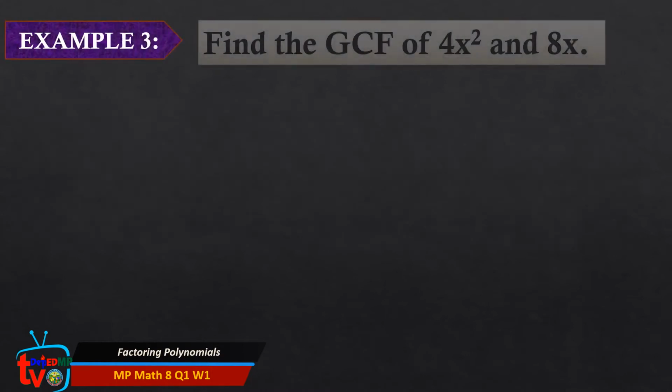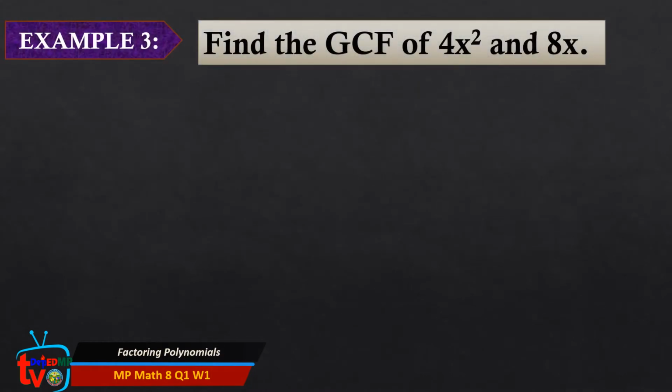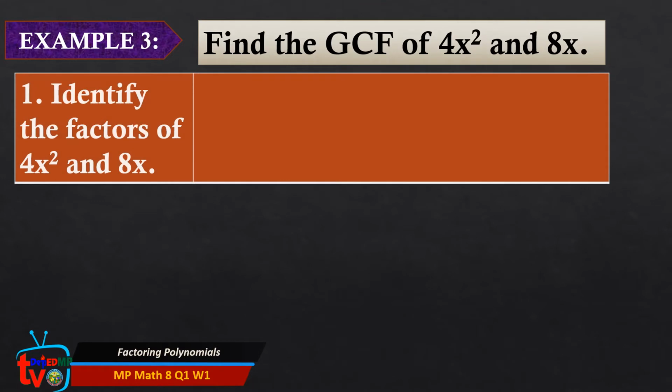Now let's have an example of expressions with a whole number and variables. It says find the GCF of 4x squared and 8x. The same thing, we are going to find the prime factors. Let's have first 4x squared. We first find the factors of the whole number, which is 4. We know that the factors of this are 2 and 2. And for x squared, the factors are x and x.